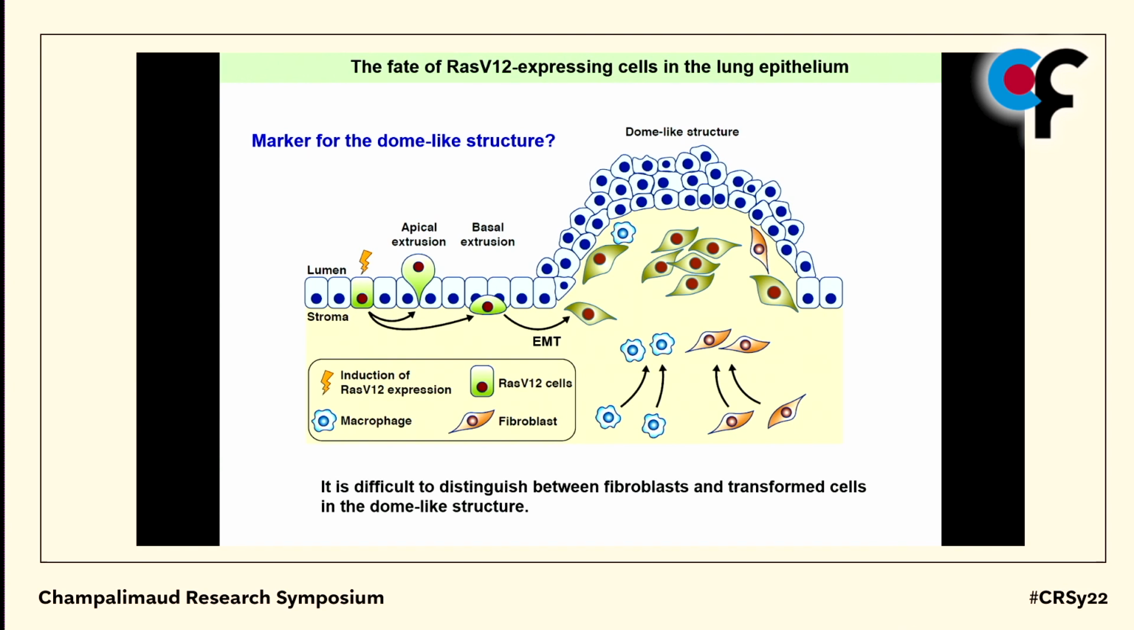So the next question is whether comparable phenomena can also be observed in humans. But the problem is that it is difficult to distinguish between resident fibroblasts and transformed cells that have undergone EMT, because they look similar in the dome structure. So especially to examine human pathological samples, we need a marker for the dome-like structure to identify it properly. Then we tried to identify a marker for the dome-like structure.